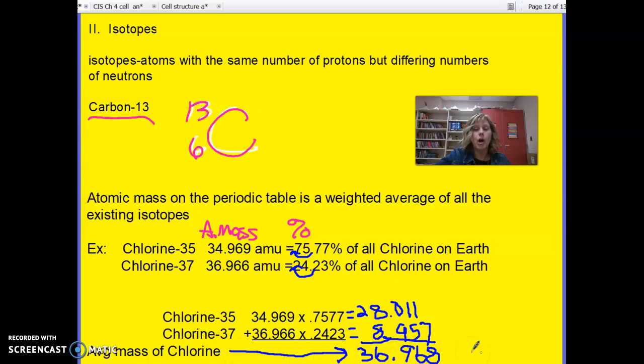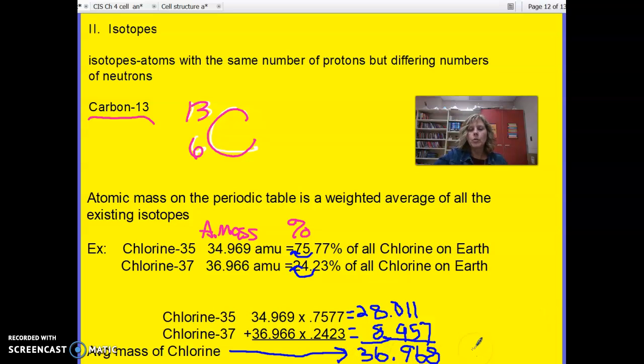So the average mass of all the chlorine, and this number doesn't match the periodic table, so I actually think I'm missing an isotope here. But if I had all the isotopes of chlorine and I did this, it should come up to be exactly what we see in the periodic table. But like I said, it's not. So clearly, this isn't an accurate representation of chlorine.